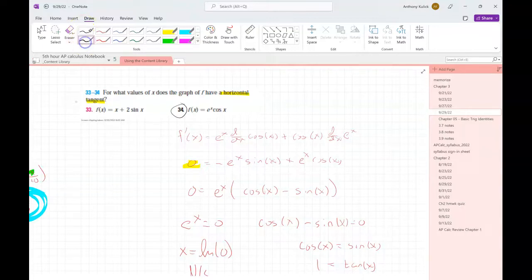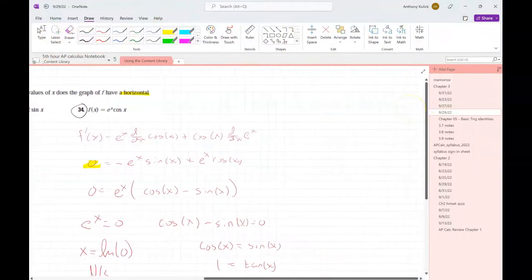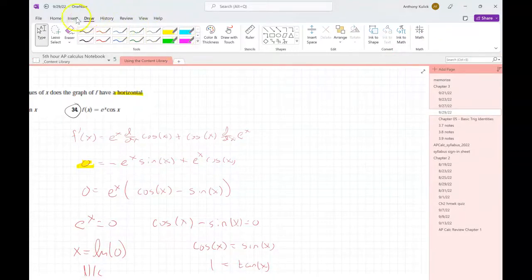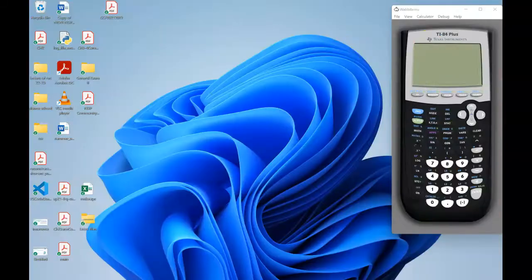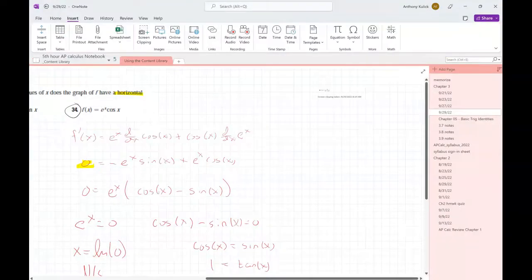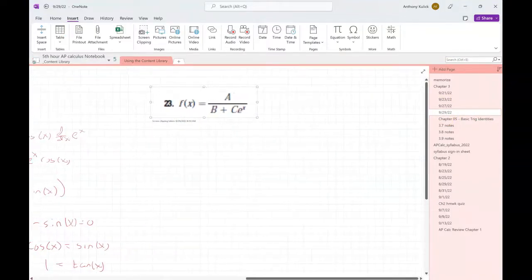Okay. Victoria, did I see your hand earlier? Same section? No. 3.2? Sure. And here we're just asked to differentiate, correct? Yeah. Okay.